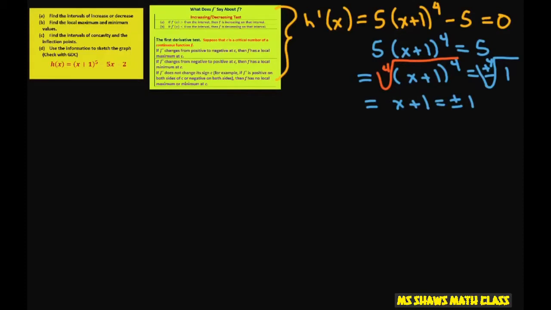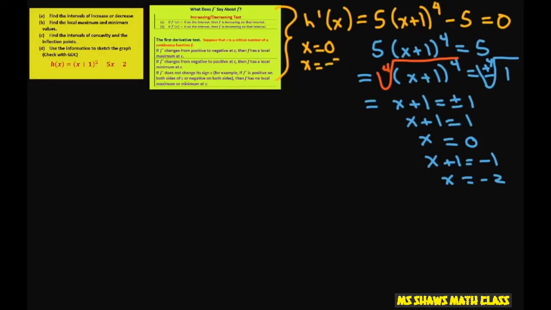So let's do x plus 1 equals 1. So that means x equals 0. Then we also have x plus 1 equals negative 1. So we have x equals negative 2. So these are our two critical values. X equals 0. X equals negative 2. All right.